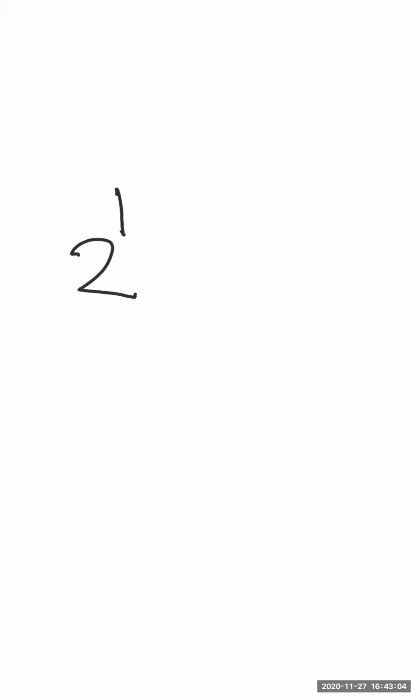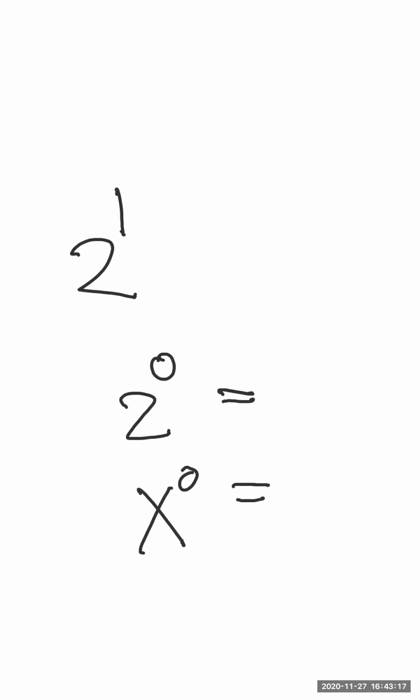And also, guys, any number or any variable at the power of 0, like 2 at the power of 0 or x at the power of 0, simply means it will equal 1. Anything at the power of 0 equals 1. I thought it equals 0. No. It will equal 1.